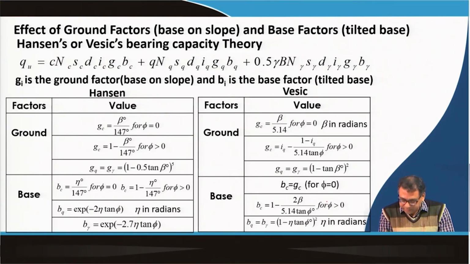Similarly, as per Basic, this is the table by which we can determine the ground factors and the base factors. Remember that all these beta and eta are in radians in these equations. That means actually it is in degree, so when you put them in this equation, you have to convert them to radian, by which we can determine all these factors as suggested by Hansen and Basic.